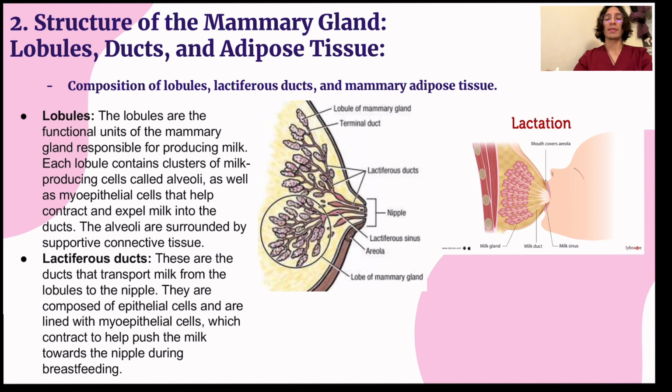These are the ducts that transport milk from the lobules to the nipple. Here you can see the nipple. They are composed of epithelial cells and are lined with myoepithelial cells, which contract to help push the milk towards the nipple during breastfeeding. Here you can see the lactiferous ducts, the terminal ducts, the lactiferous sinus, the areola is all this zone, and the lobe of the mammary gland, here in the lower part and the upper part also.